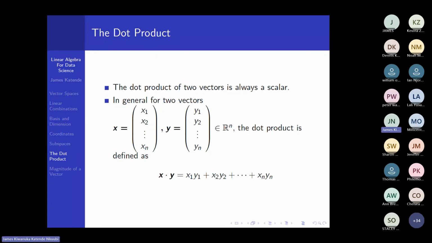And you can extend the same idea to Rn, vectors in Rn. So this is just the general formula for the dot product of two vectors in Rn, where n is some positive integer.